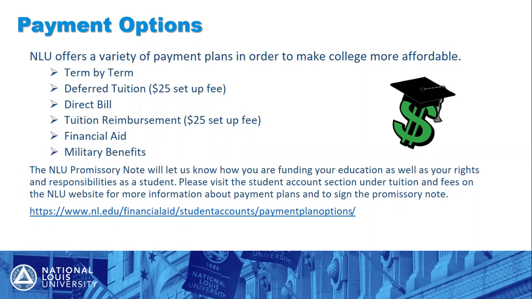The first is going to be term by term, and what that means simply is that you're paying out of pocket each term, at the beginning of the term, for all of the tuition and fees. If you would like to defer your tuition, meaning you would like to divide that tuition and fee amount up by 3, you can select that plan. There is a $25 setup fee, and then you would pay 3 times monthly so that by the end of the term, all your tuition and fees would be paid in full.